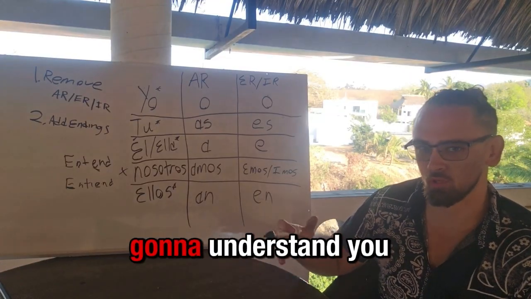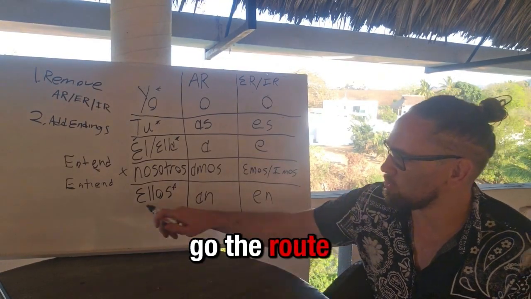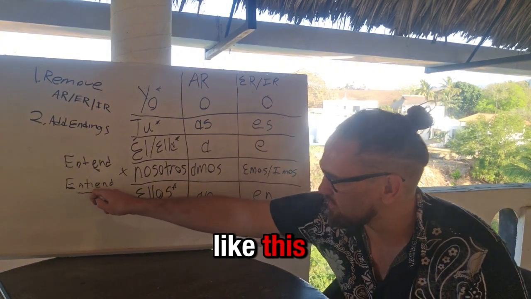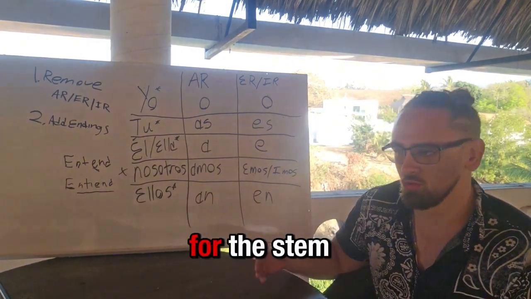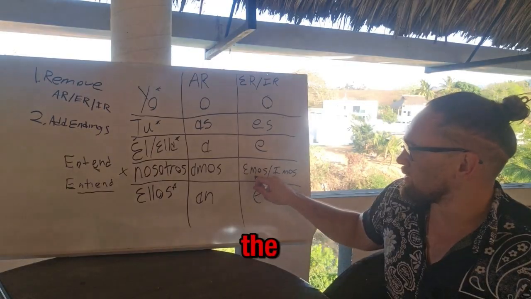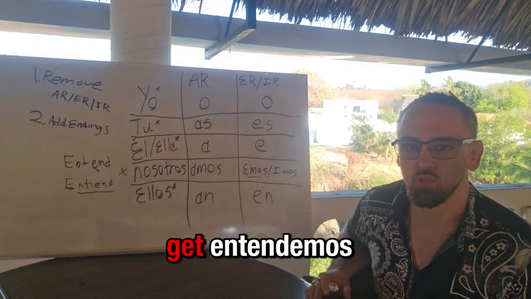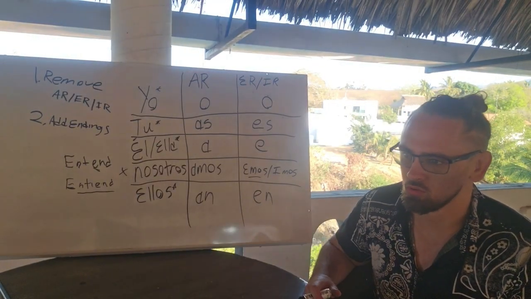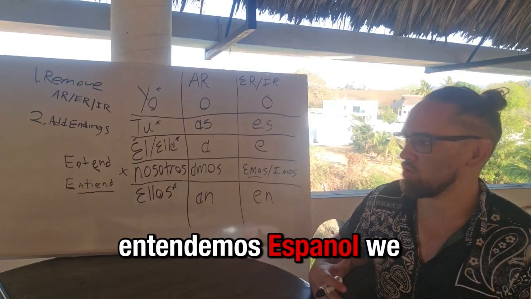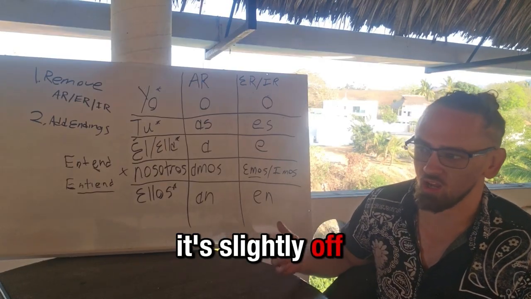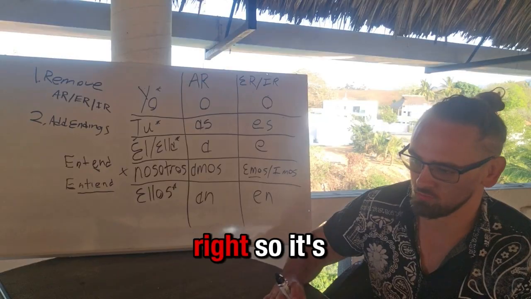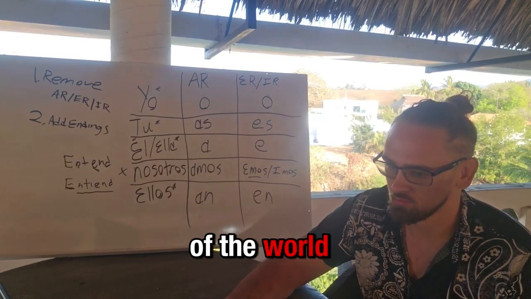And again, if we mess these up, it's not the end of the world. It's close enough so people are gonna understand, right? Especially if you go the route of just taking the changed stem for the stem changer and adding the os. If we get entiendemos español, we understand Spanish, right? It's slightly off, but it's gonna be close enough to be understood. So it's not the end of the world, right?